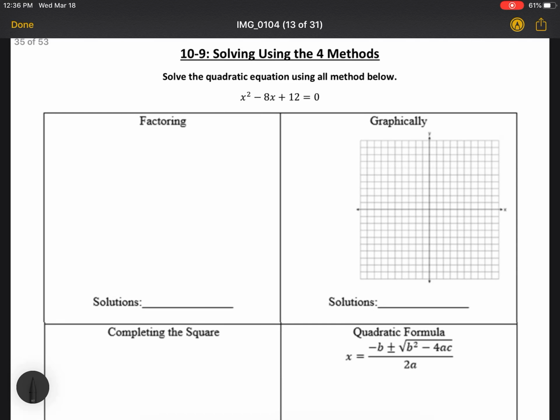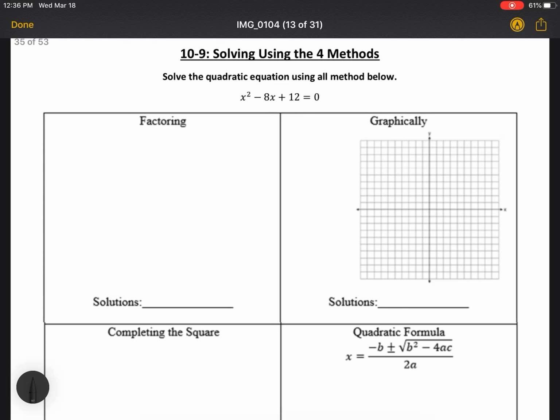Okay, this section of the notes, 10-9, is just asking you to solve a quadratic equation using all four ways that we've learned about. So factoring and t-charting, doing it graphically to see where it's crossing the x-axis, doing it by completing the square, and then also using the quadratic formula.